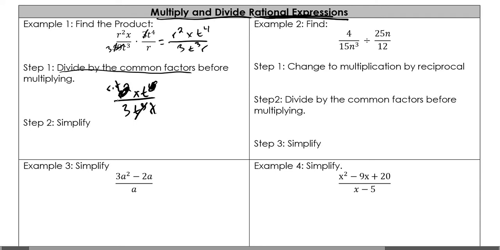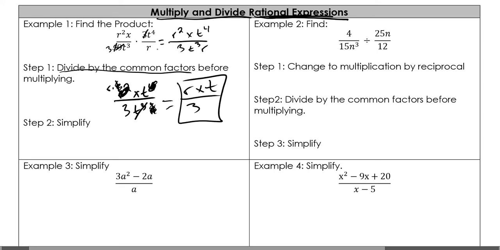Let's see if we have anything else left over. Nope. Well, x and x. Oh, that's not an x, that's an r that I've crossed out. So what does that equal to? We have an r left over on top, an x, and a t, nothing else. And on bottom we have a 3 and nothing else. So that's the simplified version of this.